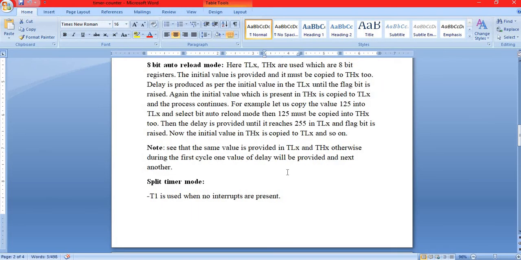In 8-bit auto reload mode, we will be using two 8-bit registers, which are THX and TLX. The initial value is provided and it is also copied to THX and TLX. The delay is provided as per the initial value in TLX until the flag bit is raised, and the initial value present in THX is also copied to TLX and the process continues. For example, let us copy the value 125 into TLX and THX. Then the delay is provided until it reaches 255 in TLX and the flag bit is raised.